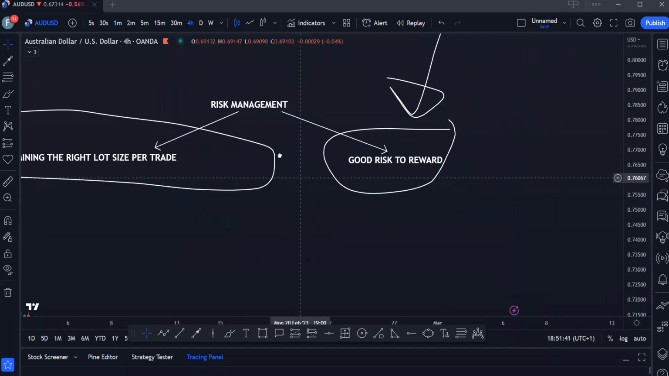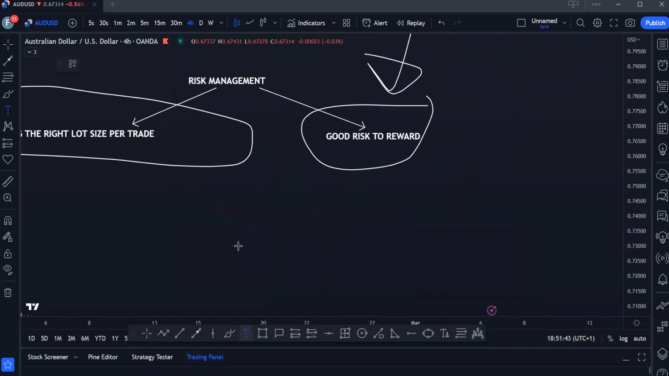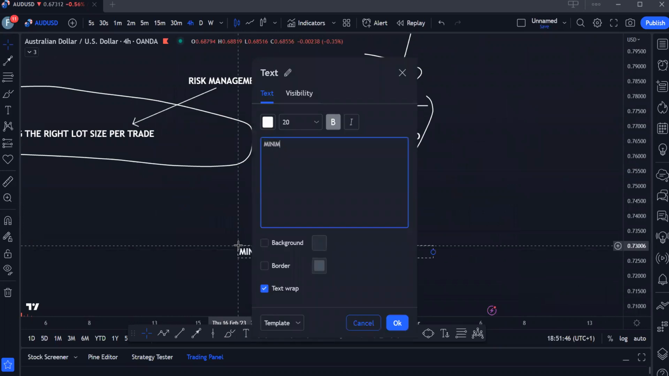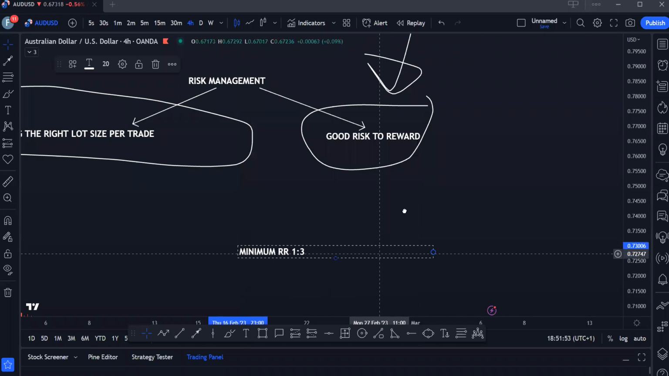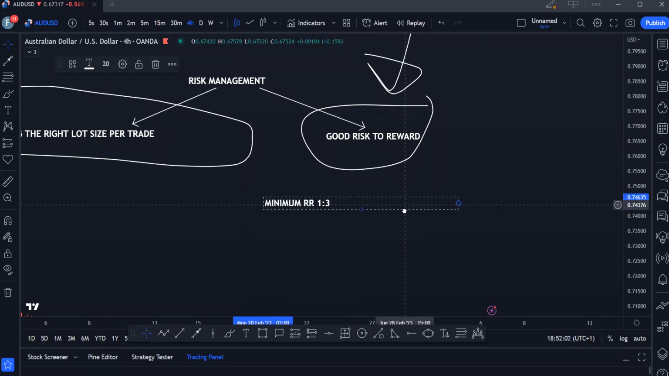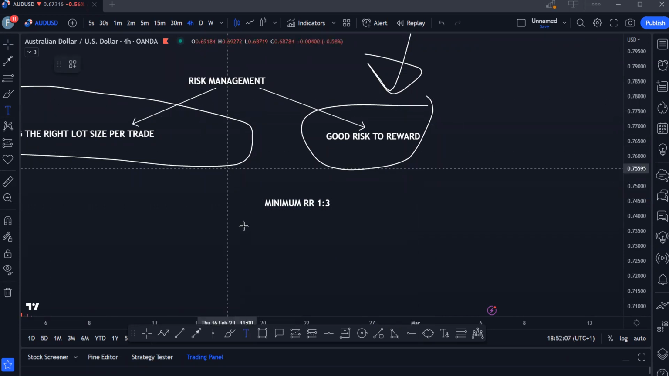Now, let me start by saying the risk to reward you want to have as a forex trader is a minimum risk to reward of 1 to 3. Now, what do we mean by risk to reward? When it comes to forex trading, risk talks about your stop loss, and reward talks about your take profit. So, having said that, you want to optimize your trading plan, your trading system, to give you a minimum risk to reward of 1 to 3, ratio 1 to 3.